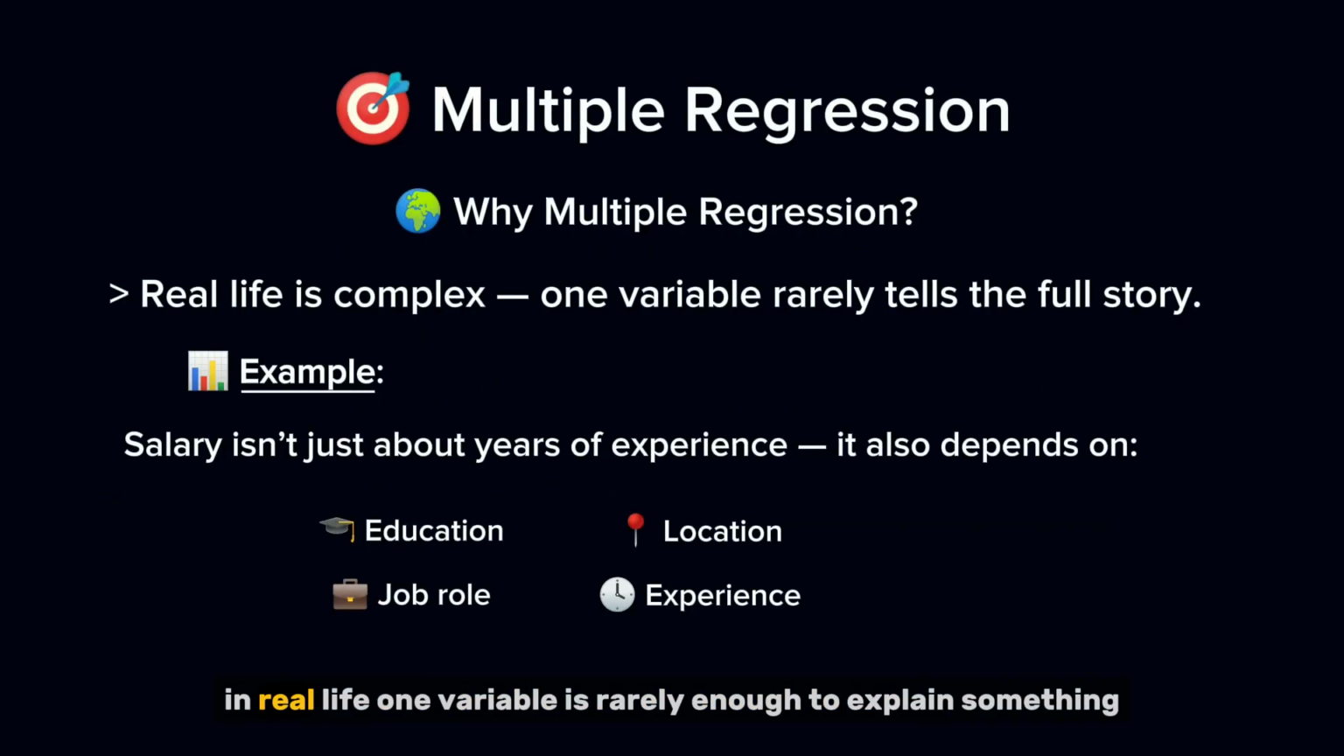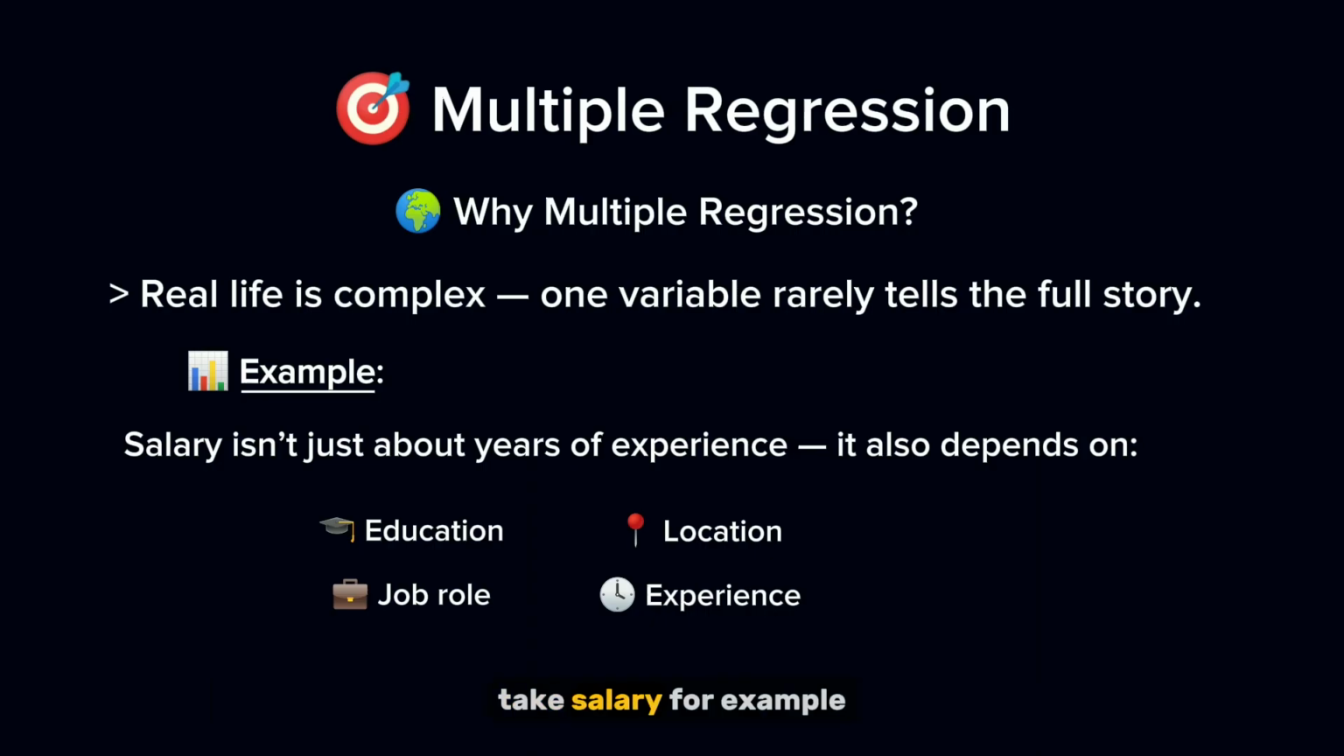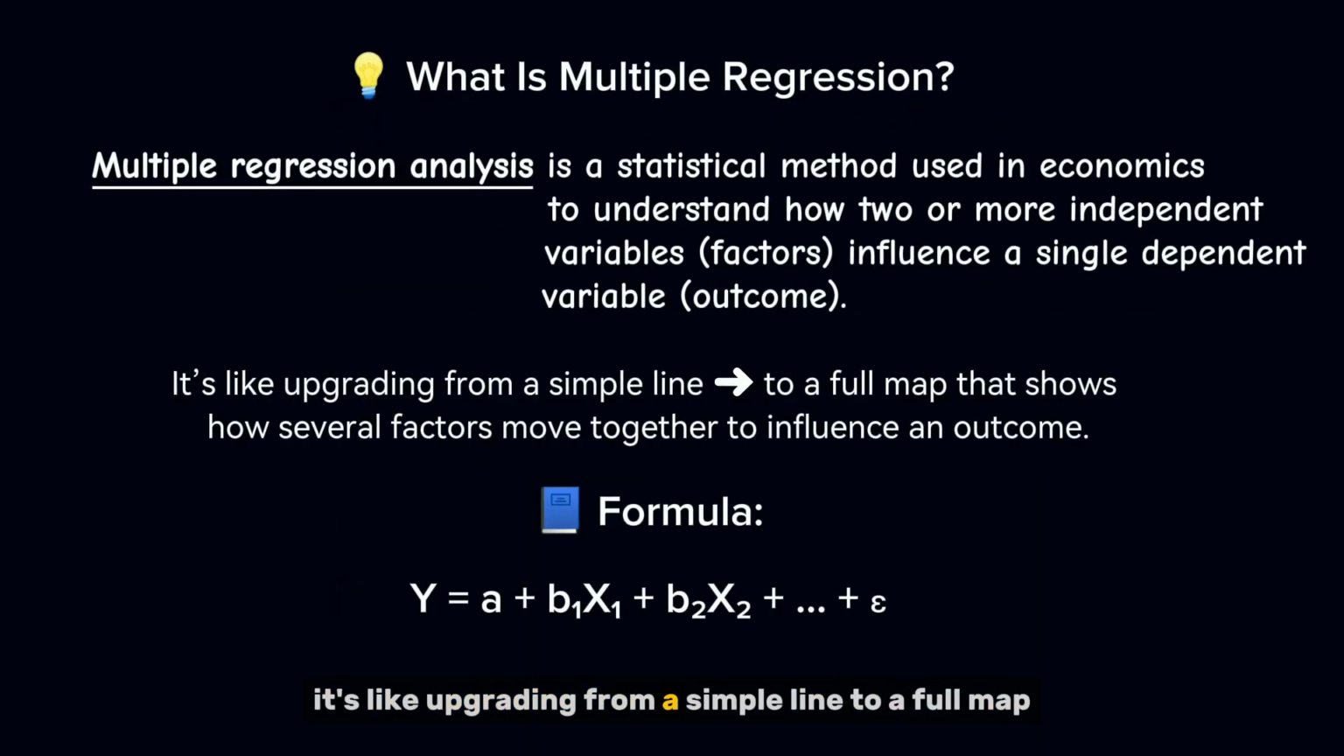You know, in real life, one variable is rarely enough to explain something. Take salary, for example. It's not just about how many years you've worked. Education, experience, even things like job role or location all matter too. That's where multiple regression comes in. It's like upgrading from a simple line to a full map, one that shows how several factors move together to influence an outcome. The formula looks like this: y equals a plus b1 x1 plus b2 x2 plus dot dot dot plus epsilon.